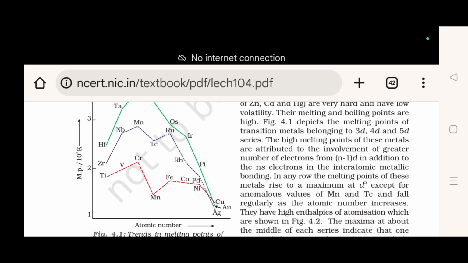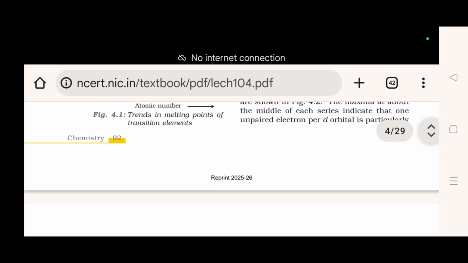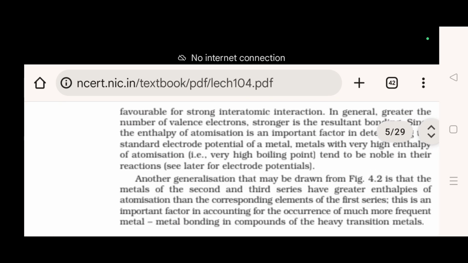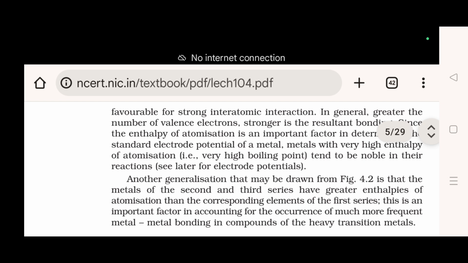They have high enthalpies of atomization, which are shown in figure 4.2. The maxima at about the middle of each series indicate that one unpaired electron per d orbital is particularly favorable for strong interatomic interaction. In general, the greater the number of valence electrons, the stronger is the resultant bonding. Since the enthalpy of atomization is an important factor in determining the standard electrode potential of a metal, metals with very high enthalpy of atomization, that is very high boiling point, tend to be noble in their reactions.